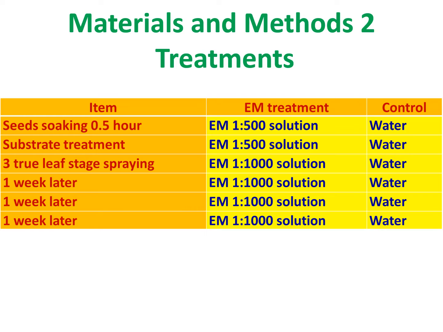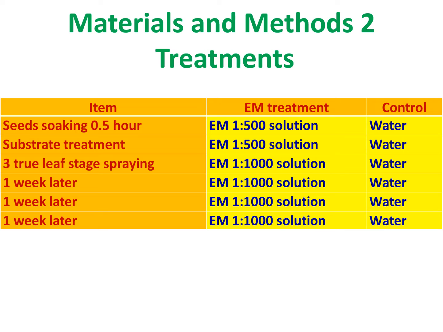Materials and methods continued. Treatments: EM treatment and control treatment. Seeds were soaked for half an hour in EM 1 to 500 solution, and in the control treatment in water. The substrate was treated with EM 1 to 500 solution, and in the control treatment with water.